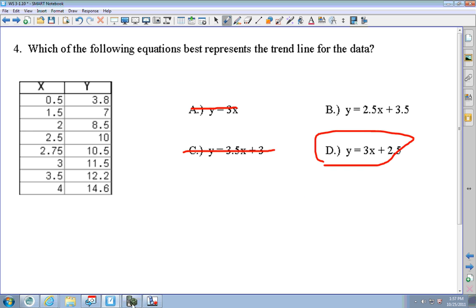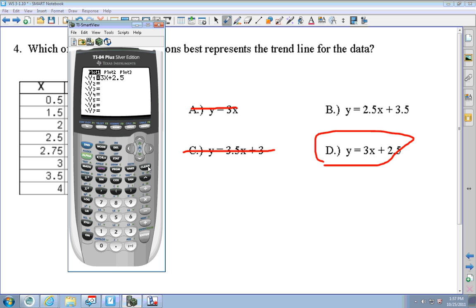Now let me look. Let's go back and look at B for a minute. When I go over here and I put in there 2.5x plus 3.5, see, this is just a little bit too high. Now let's compare the two together. You can go down here. I'm going to put in there 3x plus 2.5, and I'm going to arrow over here. I'm going to darken it. I just pressed enter one time and it made a darker line. So look, here's the first one. This is B. And then the darker one is D. See how the darker one kind of goes through the line better? That's why I chose D.